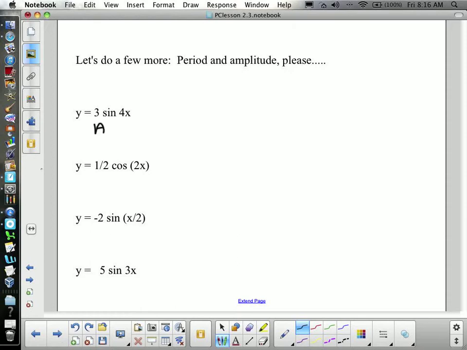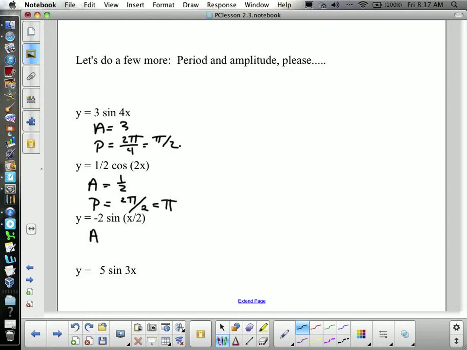What would be the amplitude here? Period. 2 pi over 4, which would be pi over 2. How about here? The amplitude would be 1/2, so it's not going up all the way to 1. It's only going to 1/2. And my period is 2 pi over 2, which would just be pi.